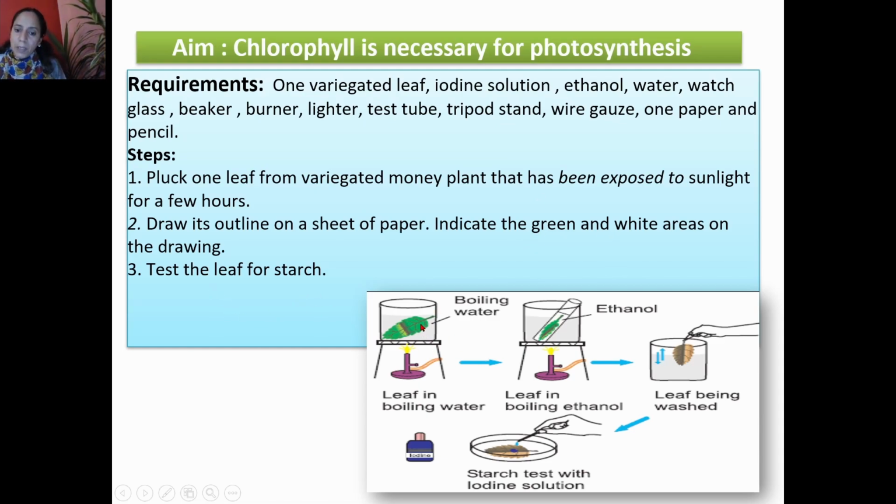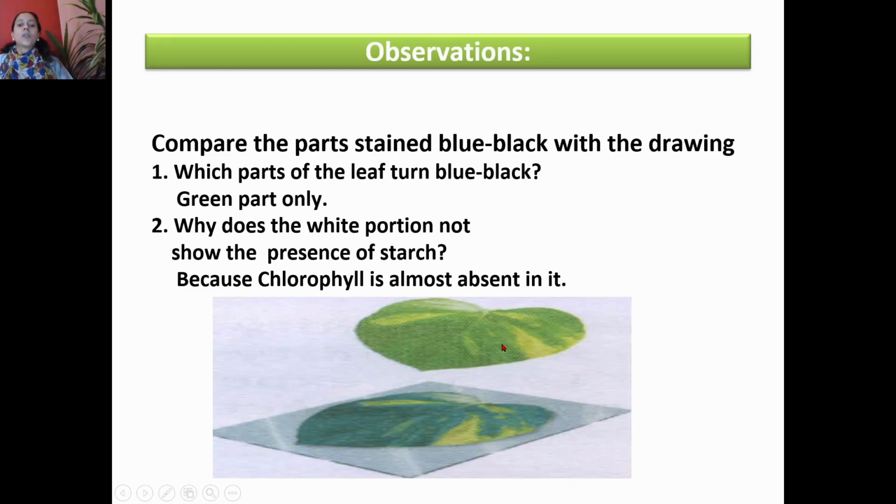The procedure will remain the same: boiling in water, then boiling in ethanol, washing in water gently, keeping it gently on the watch glass, pouring iodine solution on the entire leaf, and then observing the reaction. So if we have taken money plant, this was how it looked initially when it was plucked from the plant, and then after the reaction, you must be noticing that all the yellowish part is still yellow.